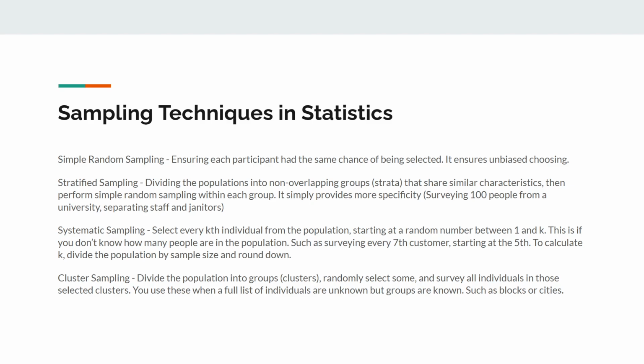So, for example, if we're trying to study people at a school, stratified sampling means that you would separate the basketball players, the football players, and then survey each one individually using simple random sampling. Cluster sampling is just dividing the population into groups, selecting some, and surveying the individuals in those selected clusters. You use these when a full list of individuals is unknown but groups are known, such as blocks or cities. So you're just making sure that it's equally diverse within each group.